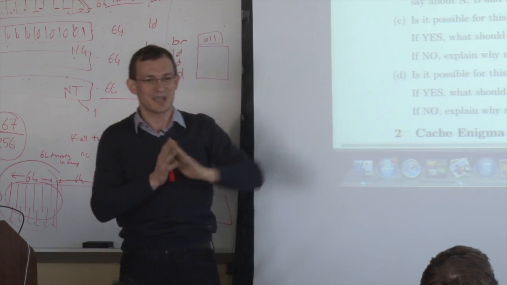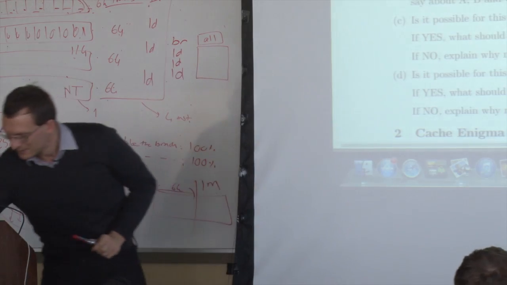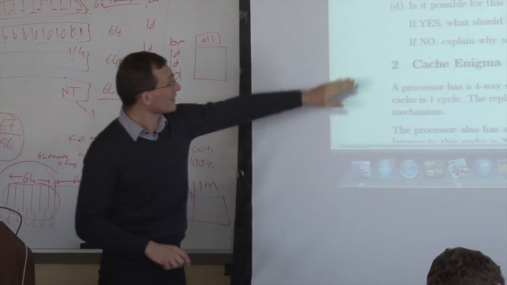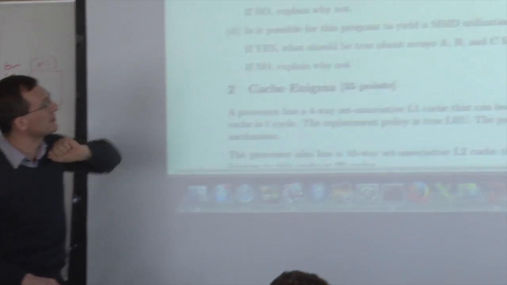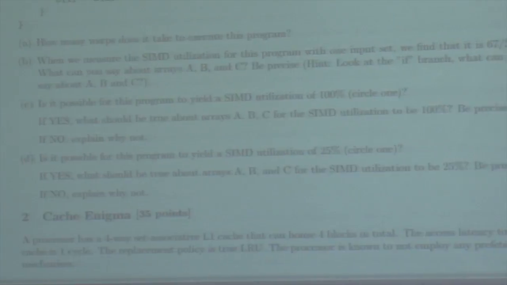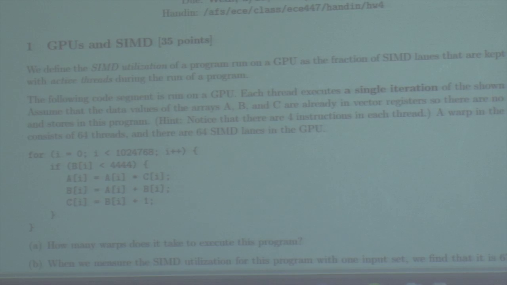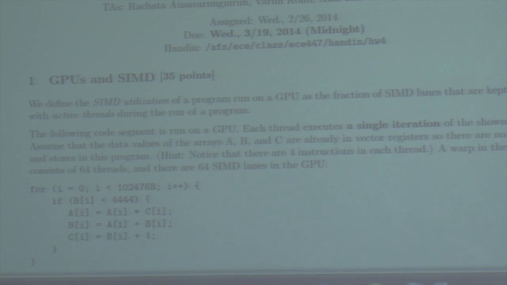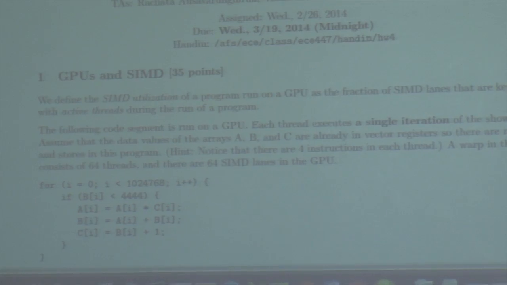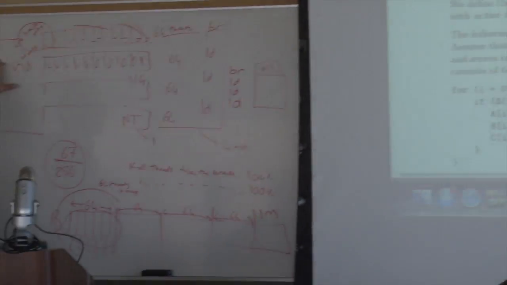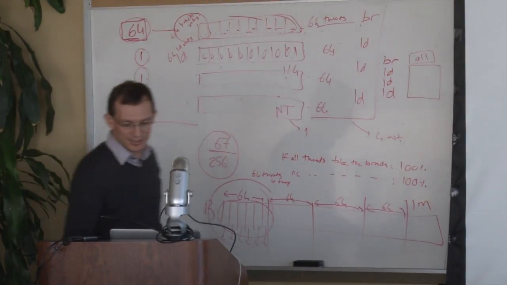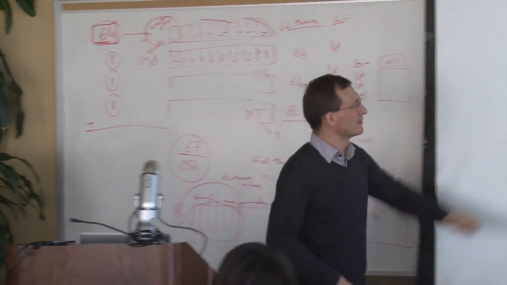OK. You can imagine variants of this question also. Is it possible for this program to yield a SIMD utilization of 25%? No. Why not? Because that was the worst case, and it was a little bit over 25%. Exactly, yes. So what does it take to get 25%?